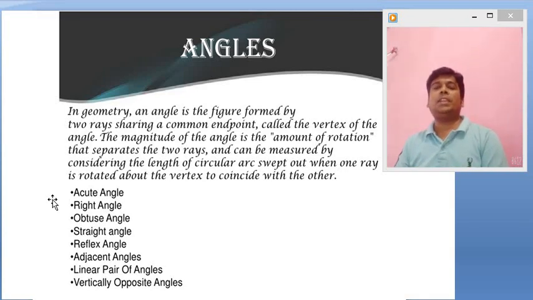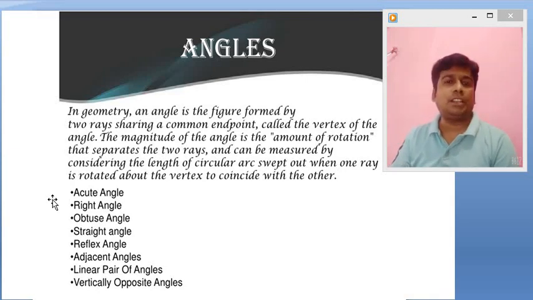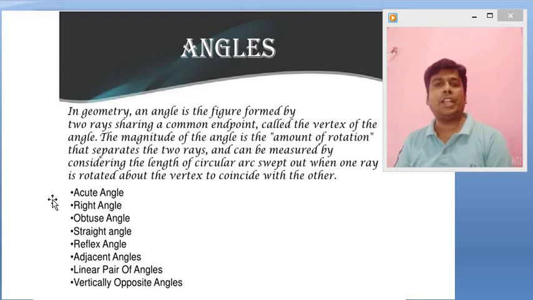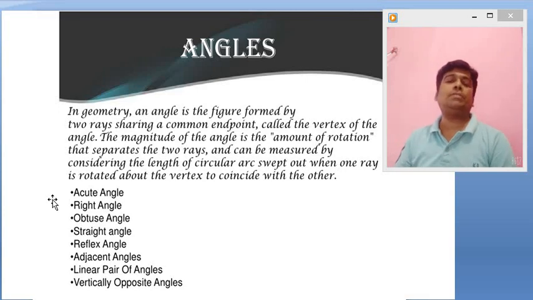So various types of angles we have seen in our junior classes as well. Acute angle, right angle, obtuse angle, straight angle, reflex angle, adjacent angle, linear pair of angles, and vertically opposite angles. So students, we will try to see one by one of them.